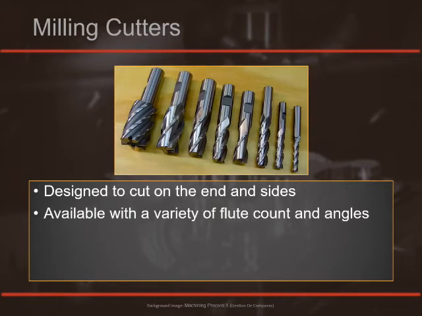They're available in a variety of flute counts, angles, and flute lengths. Higher flute count end mills tend to be for harder materials and for finer finishes. End mills with lower flute counts tend to be for roughing and more ductile or free machining materials.